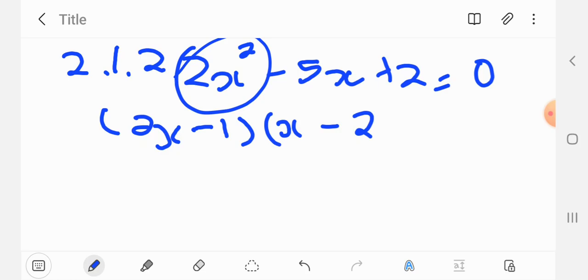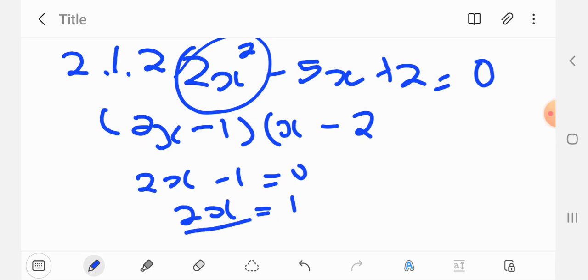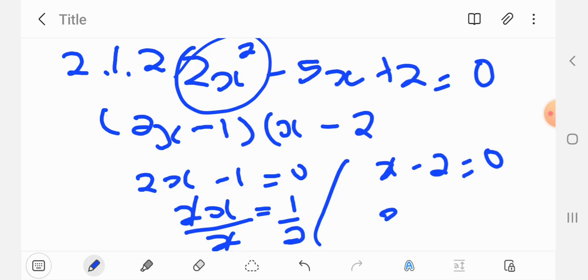So, and then you say 2x minus 1 equals 0, and then 2x equals 1. Divide by 2 to get rid of the 2. So x equals 1 over 2 in here, and then this side you have x minus 2 equals 0. So x equals 2 this side.